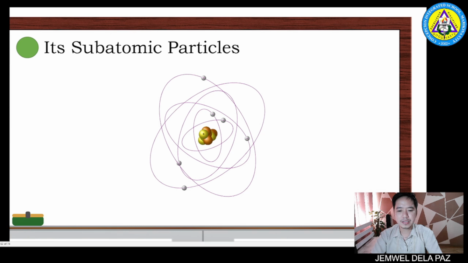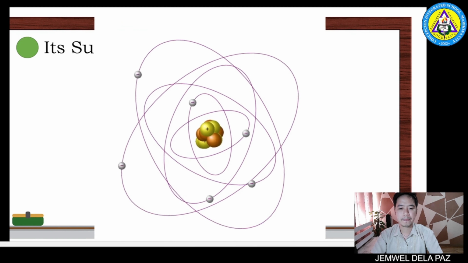Here is a quantum mechanical model of an atom. As you can see, the electrons are revolving around the nucleus in specific orbit or shell. And at the middle is the nucleus. The nucleus is further made up of two subatomic particles, which are the protons and the neutrons.